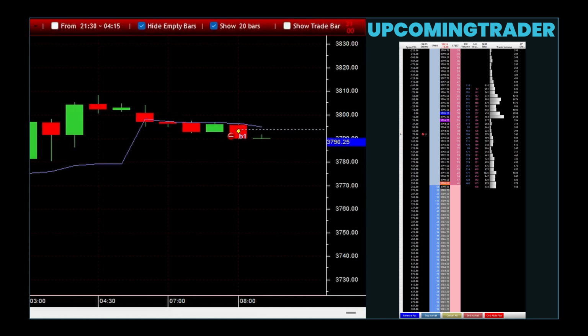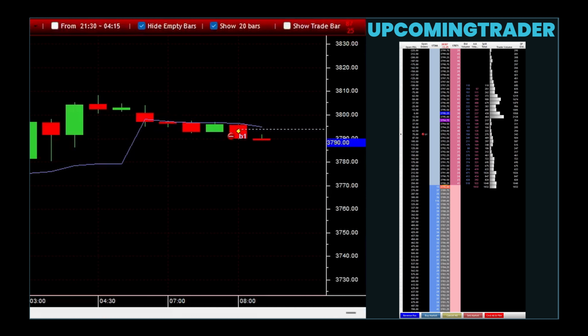Tweezer tops refer to a bearish reversal pattern observed in financial markets, signifying a potential shift from an uptrend to a downtrend. This pattern is characterized by two candlesticks that have nearly the same high price point, indicating a level of resistance that the market struggles to surpass.